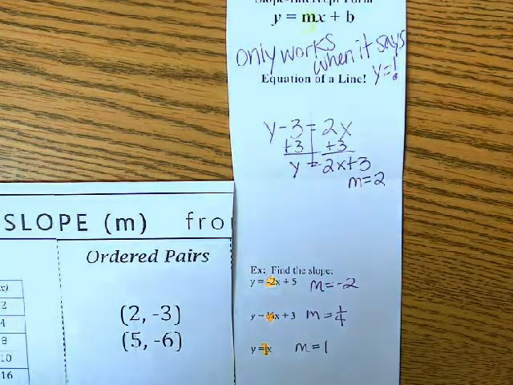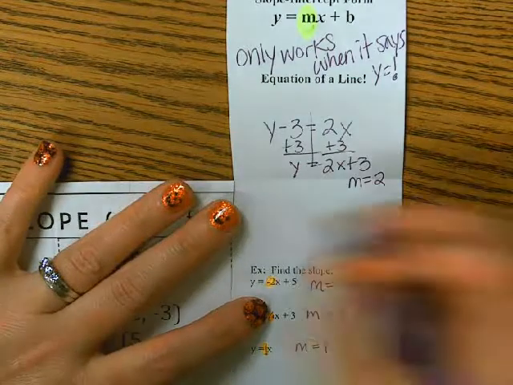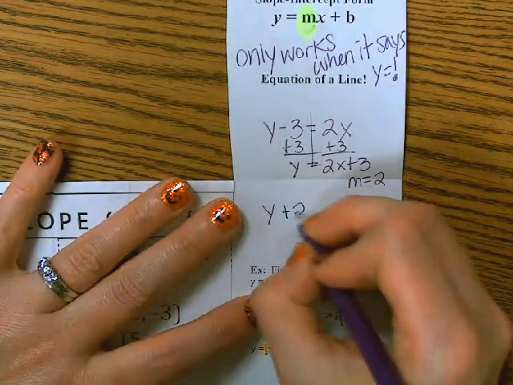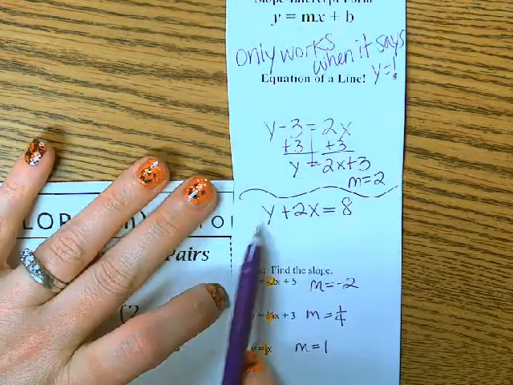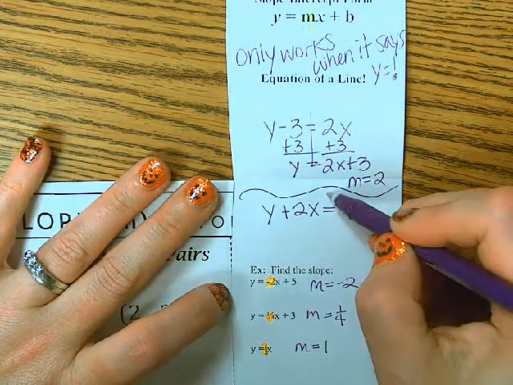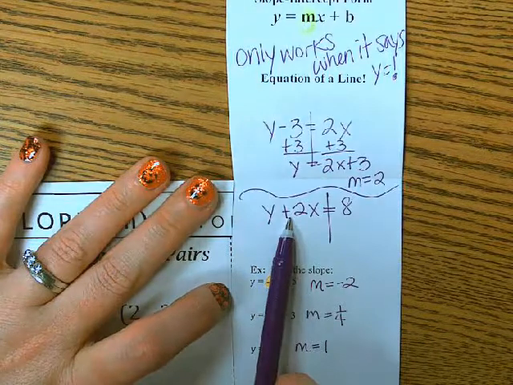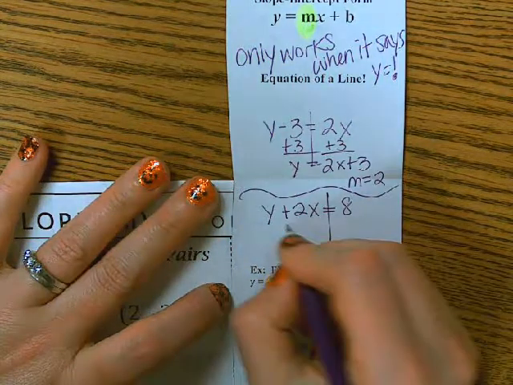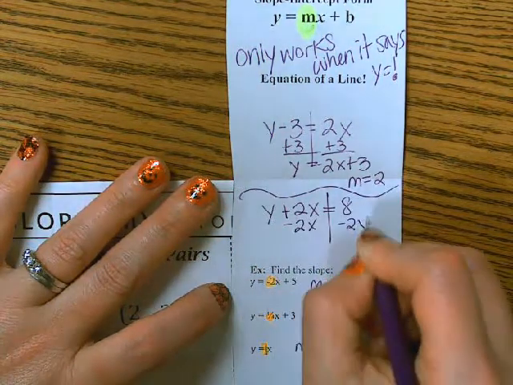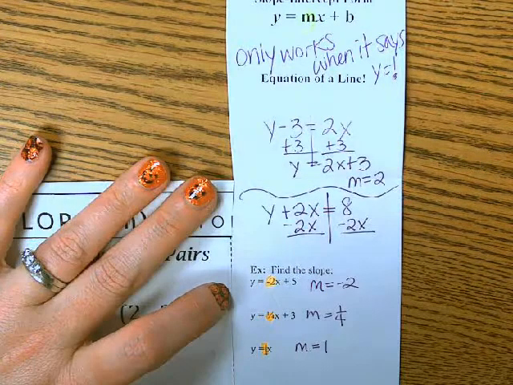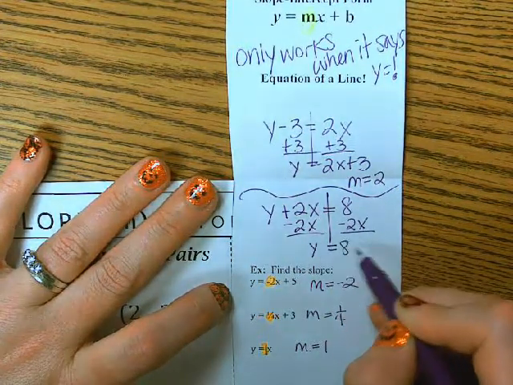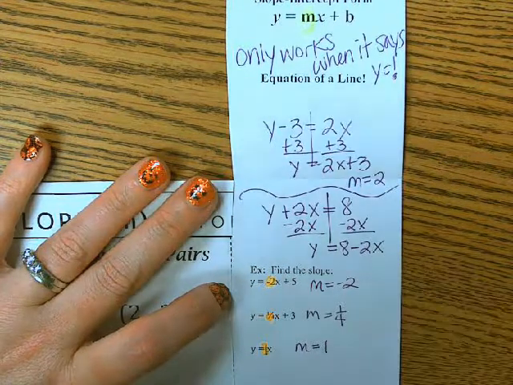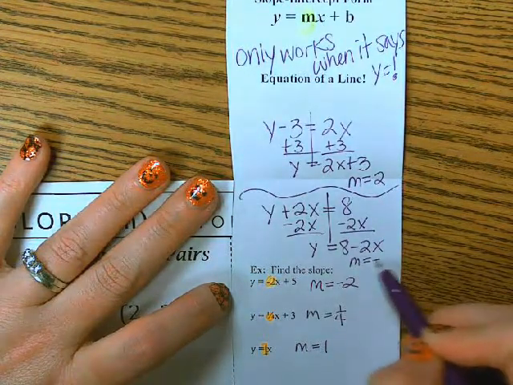Okay. And sometimes it might say y plus 2x equals 8. Well, that does not say y equals. If I wanted to say y equals, first I got to move my 2x, so I'm going to do that by subtracting. And I have to move my 2x because it doesn't say y. Now it says 8 minus 2x, and so now I know my slope can be -2.